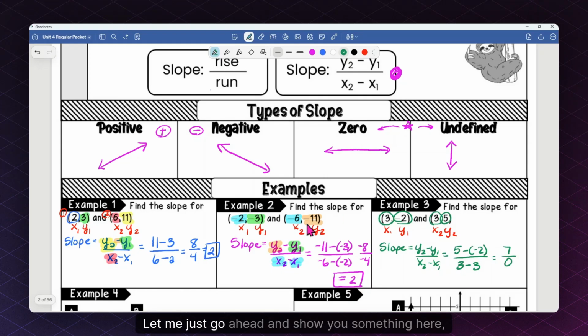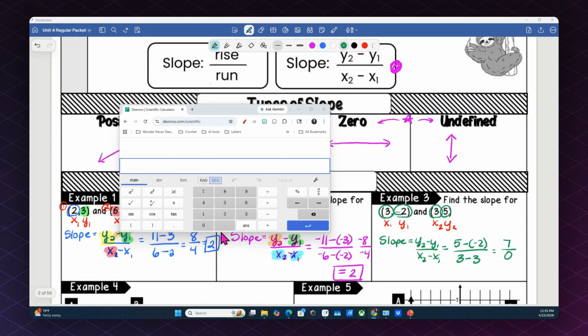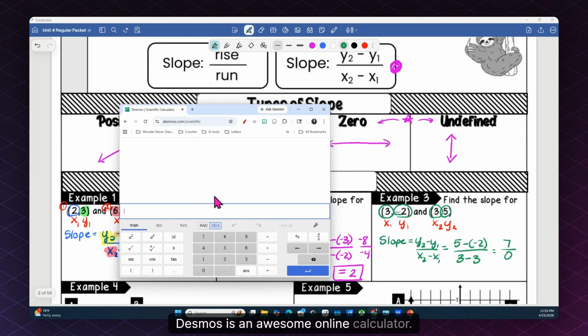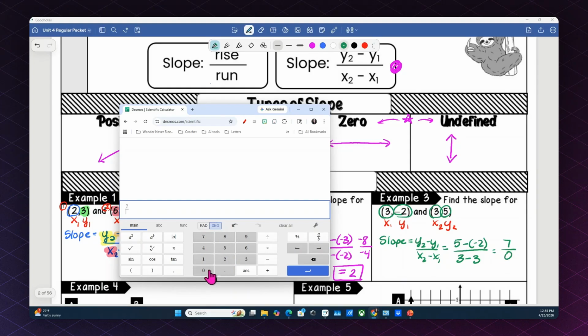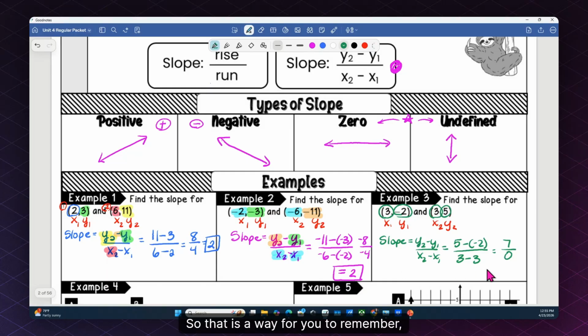Alrighty, let me just go ahead and show you something here. I'm going to grab my calculator real fast. Okay, so I went and got my good friend Desmos. Desmos is an awesome online calculator. You probably know about it, but I'm just mentioning it in case you don't. So it's free and anybody can use it. Well, we calculated this 7 over 0. That's what we had over here. I'm going to type this in and let me show you. When we try to divide anything by 0, you get this here. You see it says undefined. Okay, so that is a way for you to remember what is an undefined line.